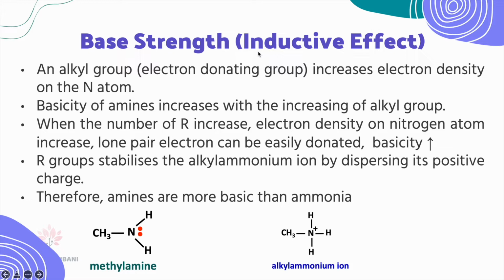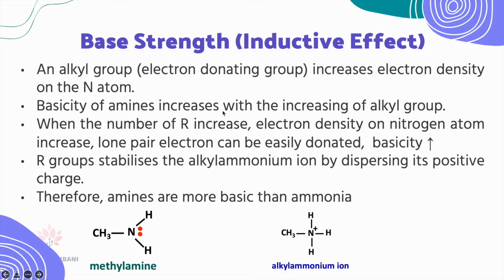First, we are going to look at the inductive effect. An alkyl group, we know that alkyl group is electron donating group. We learned in the previous chapter, alkyl group is electron donating group. It donates electron. It will increase the electron density on the nitrogen atom because we know nitrogen atom has a lone pair of electron. If it is attached to alkyl group, the alkyl group will donate the electron, means the alkyl group can increase the electron density on the N atom.